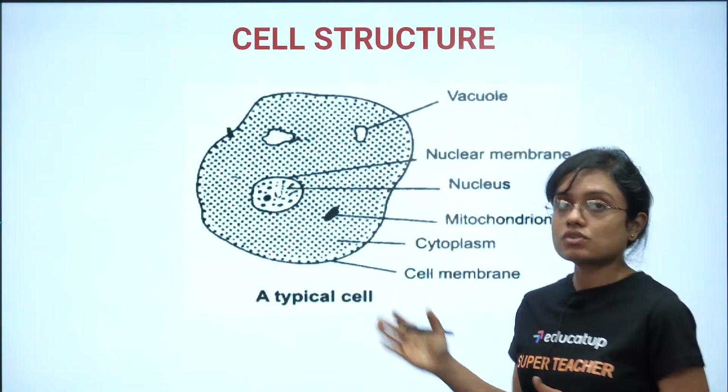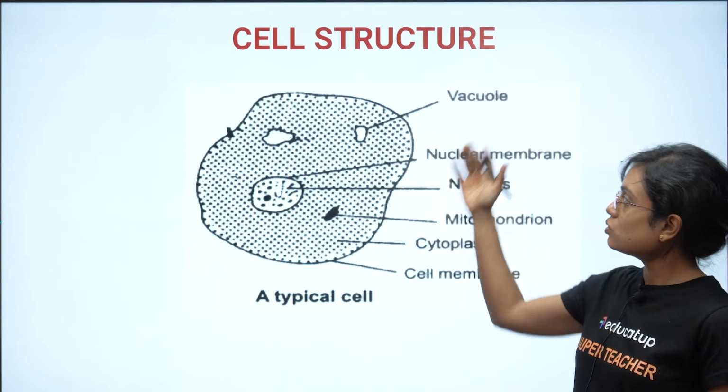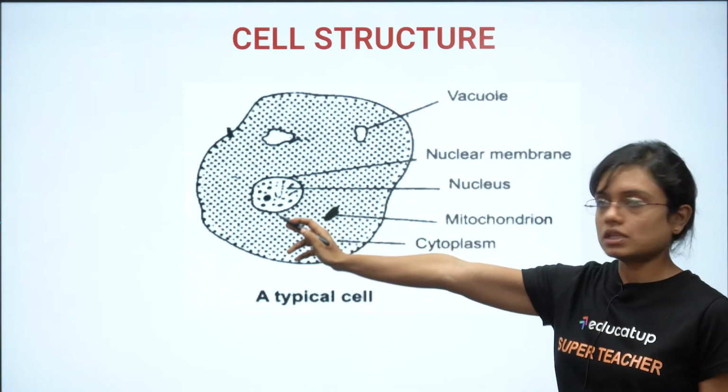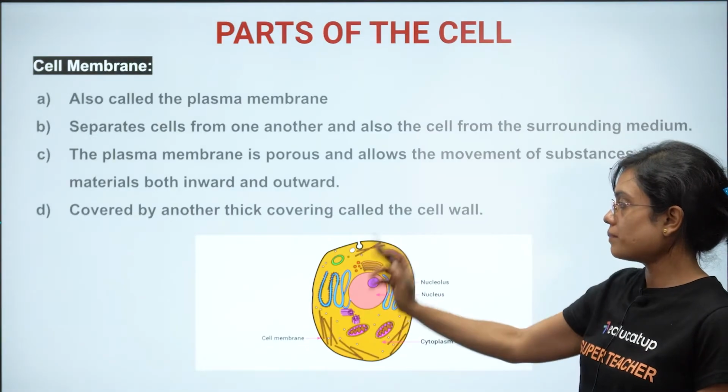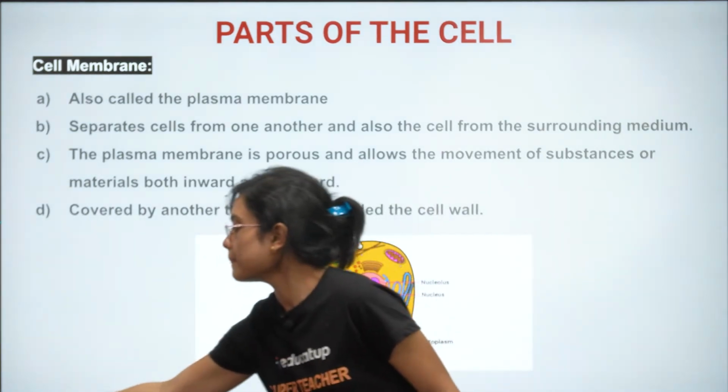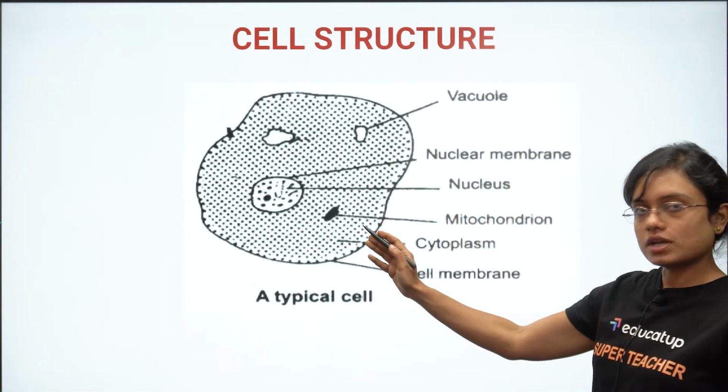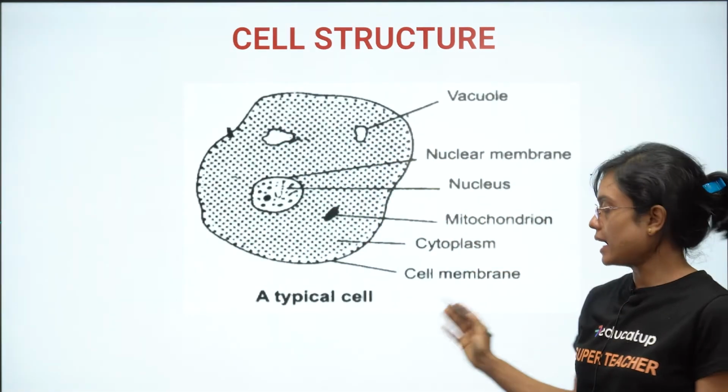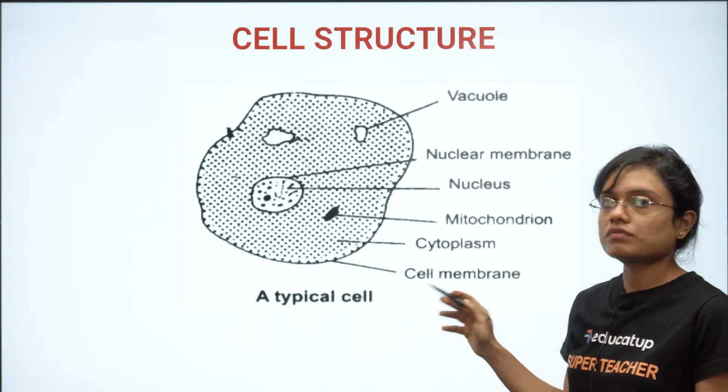Now this is a cell structure. You have a vacuole, the nuclear membrane surrounding the nucleus, then you have mitochondria, cytoplasm, and you have the cell membrane, the boundary of the cell.